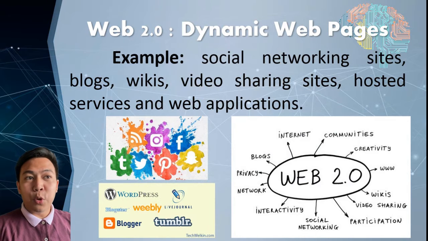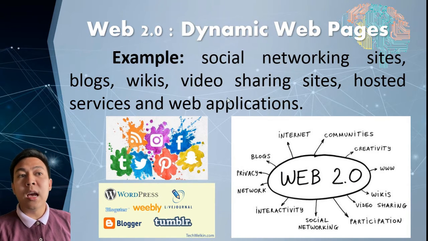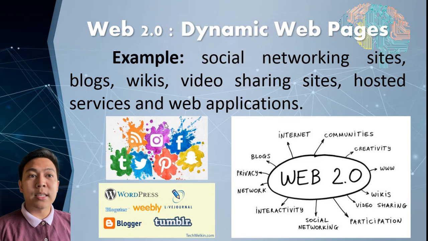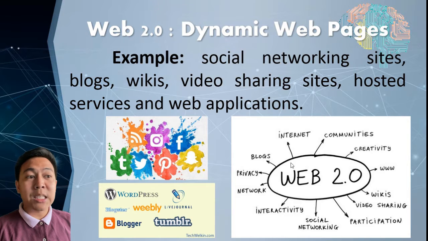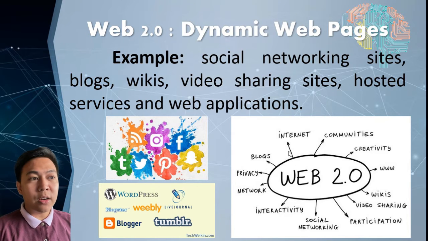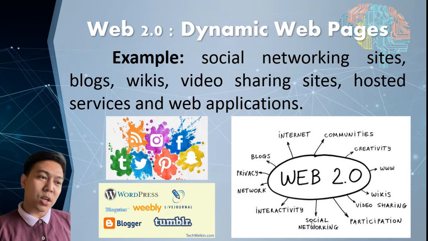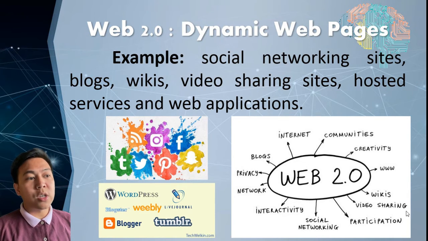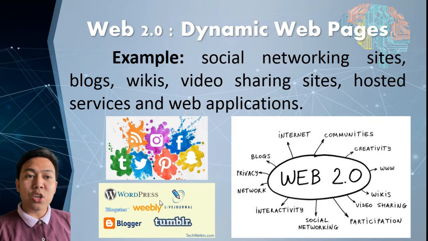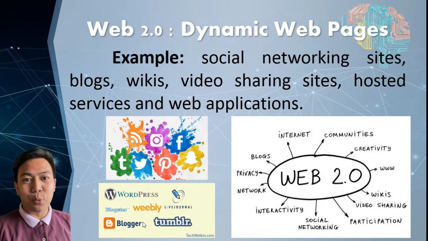So examples of Web 2.0, we have social networking sites, blogs, wikis, video sharing sites, hosted services, and web applications. And we have here several aspects of Web 2.0 such as internet, blogs, privacy, network, interactivity, social networking, participation, video sharing, wikis, WWW, creativity, and communities. And we have here several applications and websites where we can maximize the use of Web 2.0.